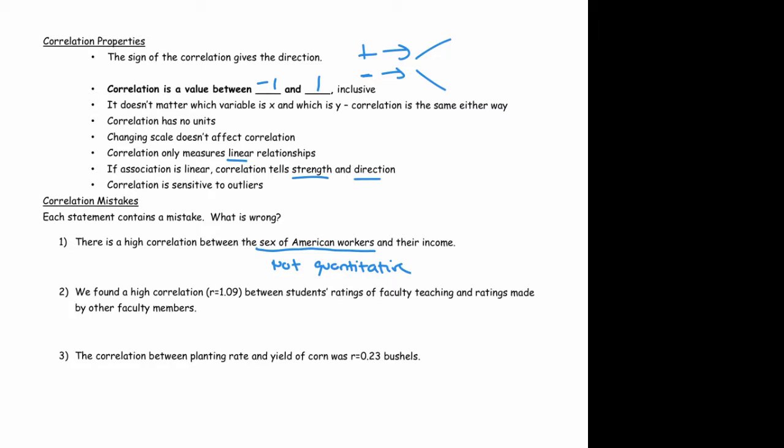We found a high correlation, R equals 1.09, between students' ratings of faculty teaching and ratings made by other faculty members. Well, in this case, we are measuring the relationship between two quantitative variables. Students' ratings of faculty teaching and the ratings by other faculty members is certainly something that can be considered quantitative. The problem is that R can't be greater than 1. R can't be greater than 1.